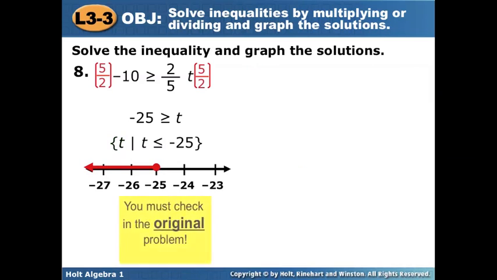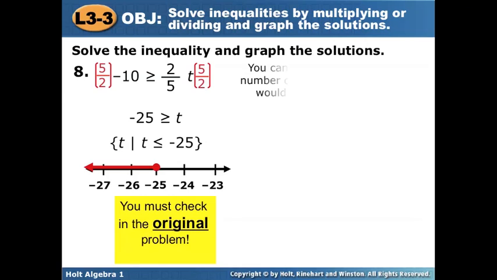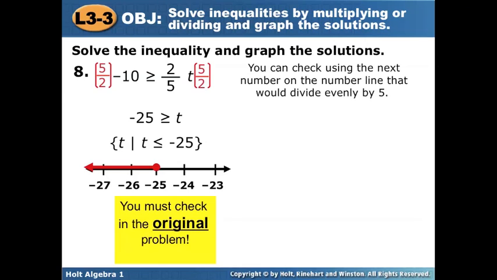Here we will check a number from the shaded region. Always again, remember, use the original problem. Do not use the symbol where you flipped it around. When we check in the original problem, you may choose a number that's evenly divisible by 5.